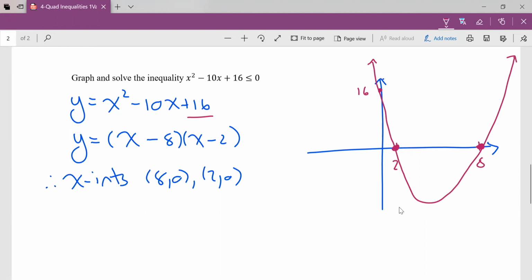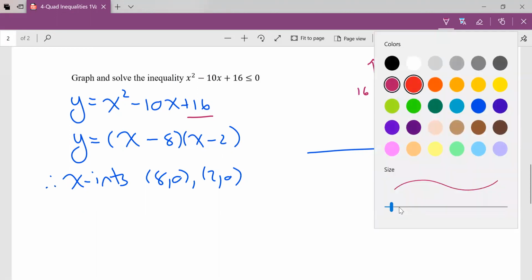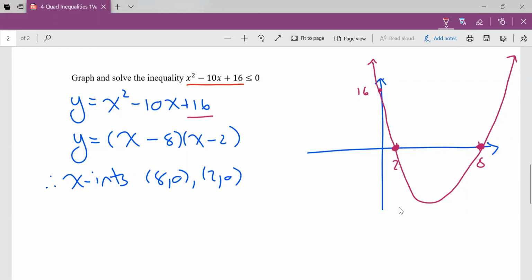Okay, but more or less, there's our parabola. And I could have drawn that in my graphing calculator, but practice the skill. Now, what does this say? Let's go back to the question now. The question says we want to know where is our parabola less than or equal to 0. What this is asking us is, where is our output less than or equal to 0?